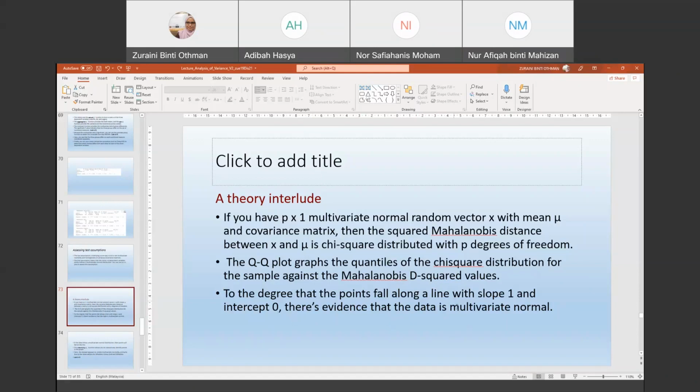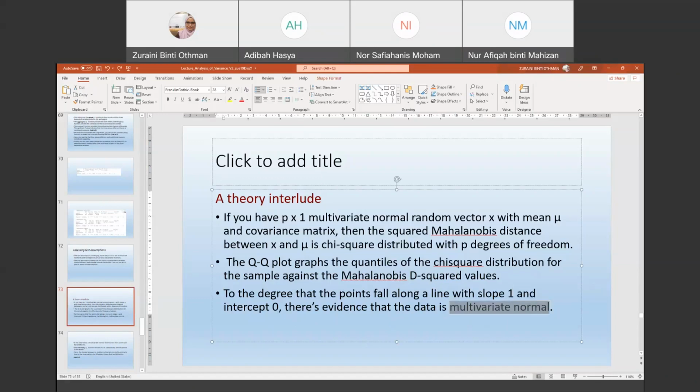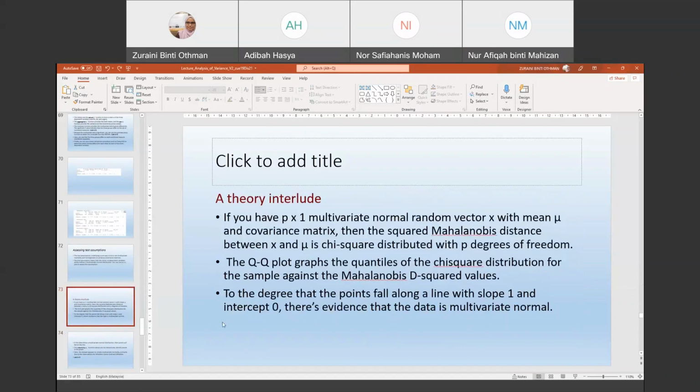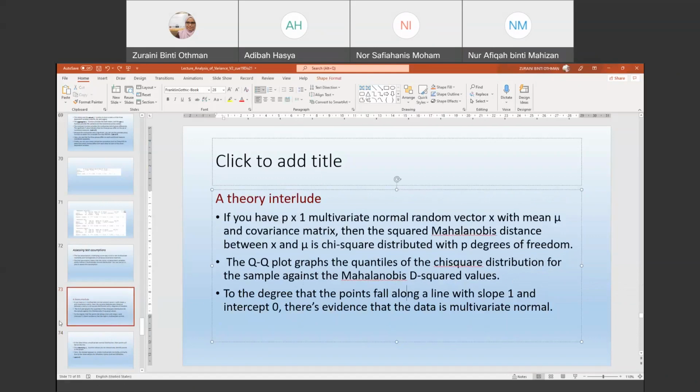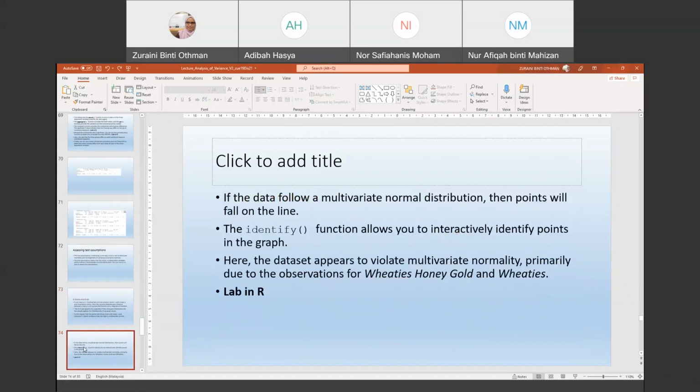data is multivariate normal. Macam mana tu? Okay, sekarang kejap lagi kita tengok dekat kita punya coding ya. How can we measure whether the data is multivariate normal or not? Okay. Then, if the data is multivariate normal distribution, then the points will fall on the line. Okay, we want to know whether our data is multivariate normal or not. Then we look at our points, whether they fall on the line or not.